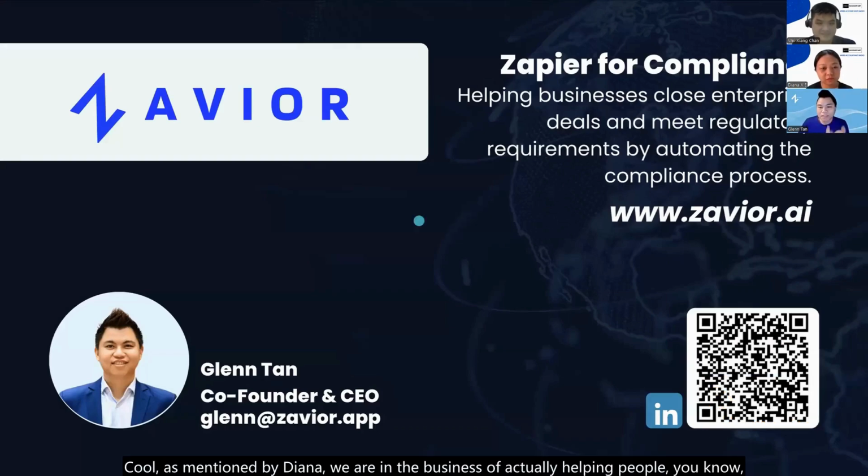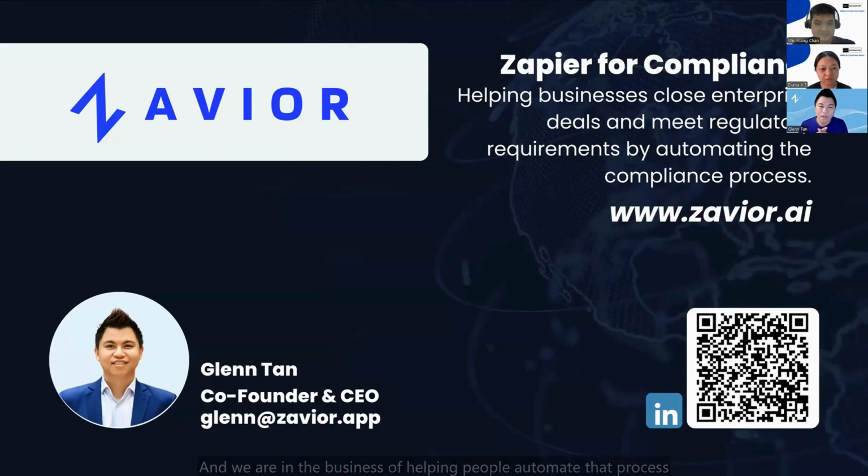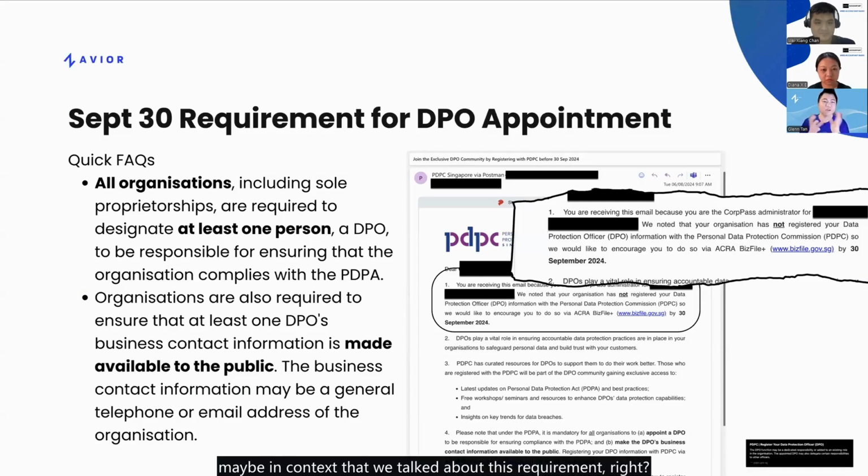So as mentioned by Diana, we are in the business of helping people handle their compliance and meet regulatory requirements. We are also in the business of helping people automate their processes, because we believe a lot of things that we do today in the digital space, we do very manually with Excels and checklists. So why don't we use tech to solve this problem? Let me start in a simple way, with the context of this requirement.